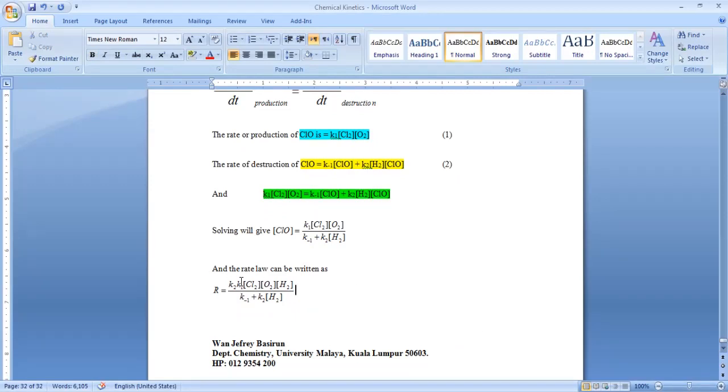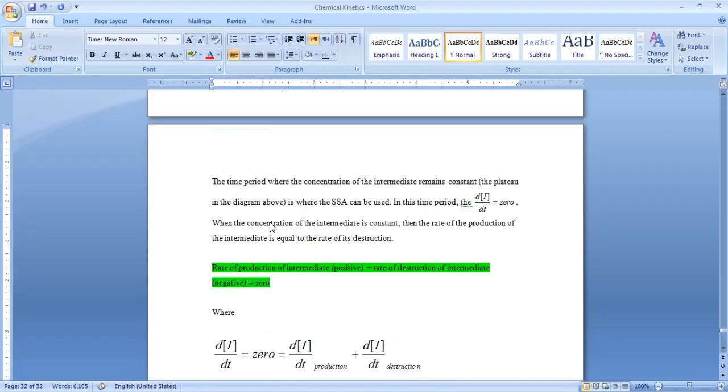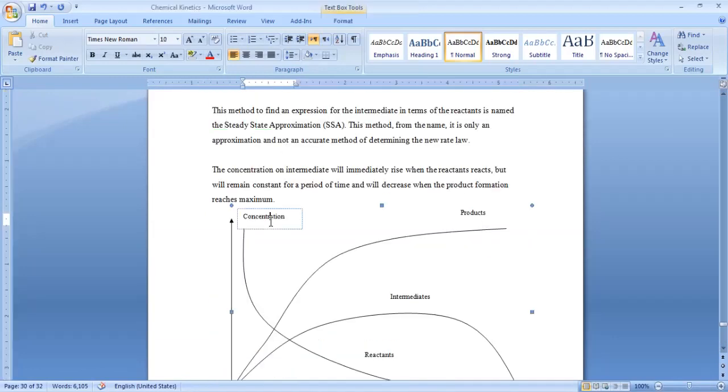So this is the rate law when step number 2 is a slow step and the rate determining step. Look at the rate law: you have chlorine, the reactant, oxygen, the reactant, and hydrogen, the reactant. There is no more intermediate. So this is how the SSA method can be used to derive the rate law, substituting the intermediate with the reactants. But again, this method is only applicable when the intermediate concentration is 0 change.